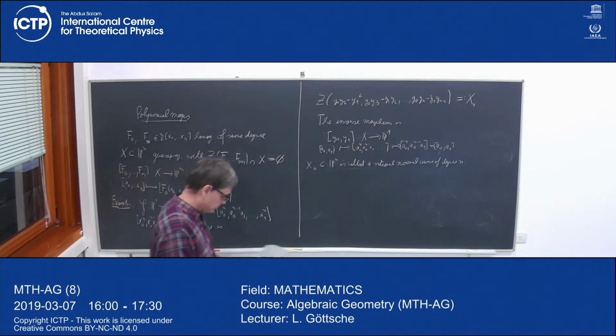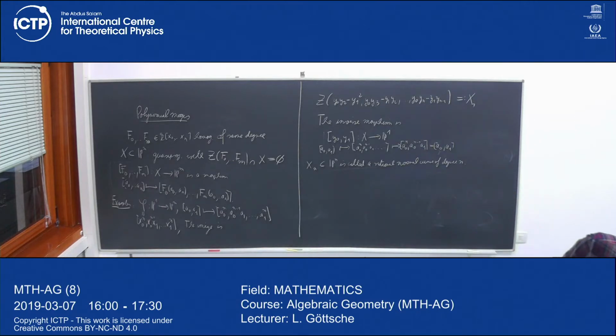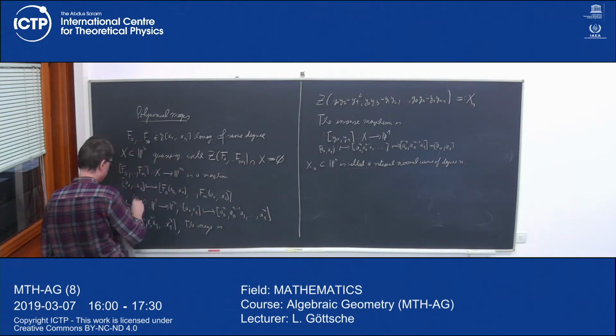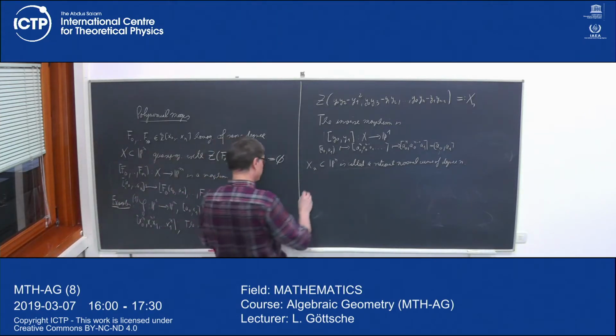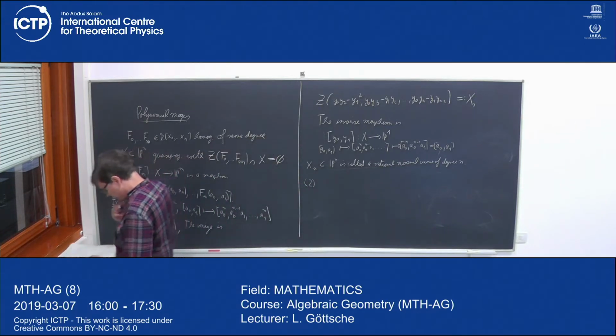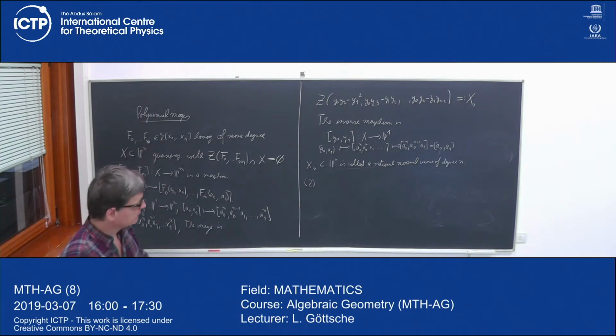Okay, let's look at some other cases. One also very elementary example of a morphism is what we might call a projective transformation, or projective change of coordinates.